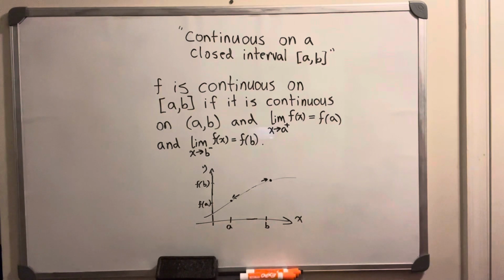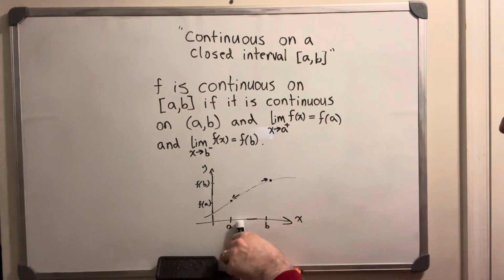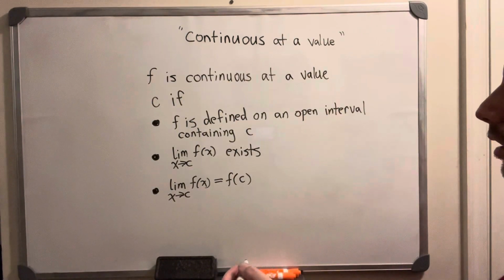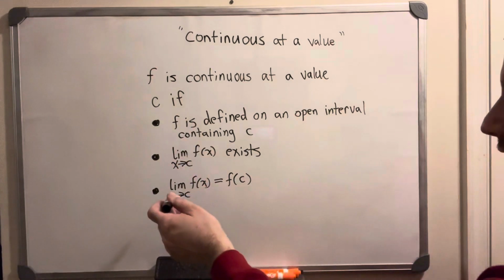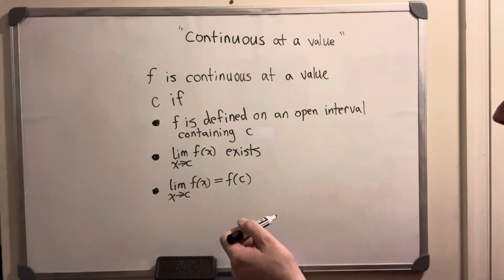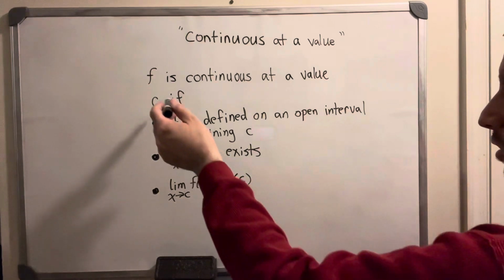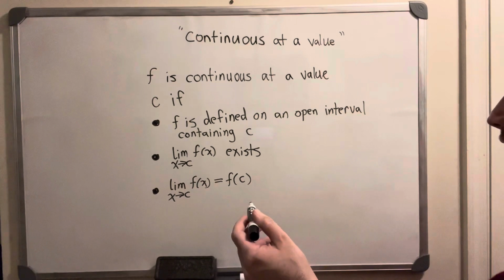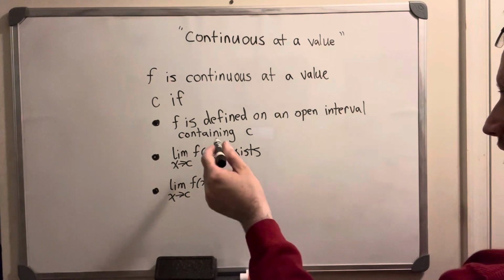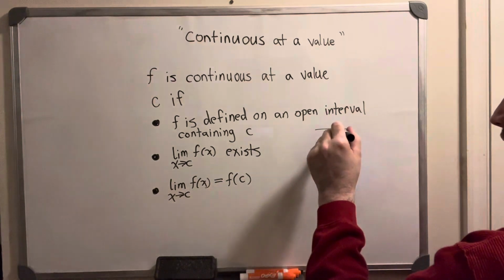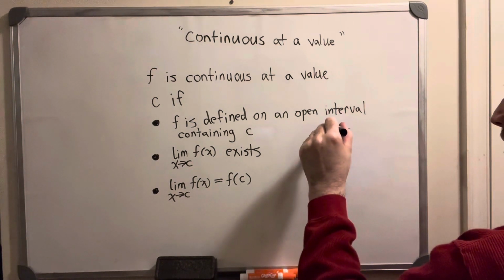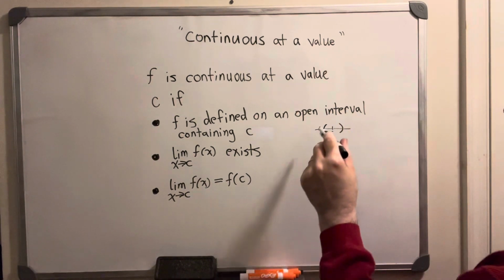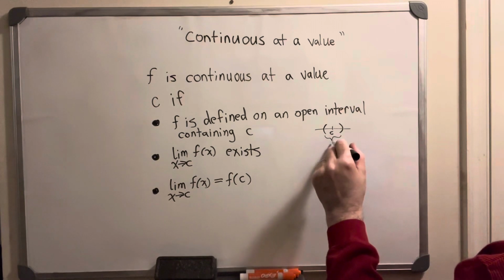And now we'll talk about what it means to be continuous at a point. And these are the criteria. If it meets all three of these, then the function is continuous at a value c. So first, f has to be defined on an open interval containing c. So if here are all the values, and here's c, you have to have some open interval containing c, that f is defined on this whole open interval.